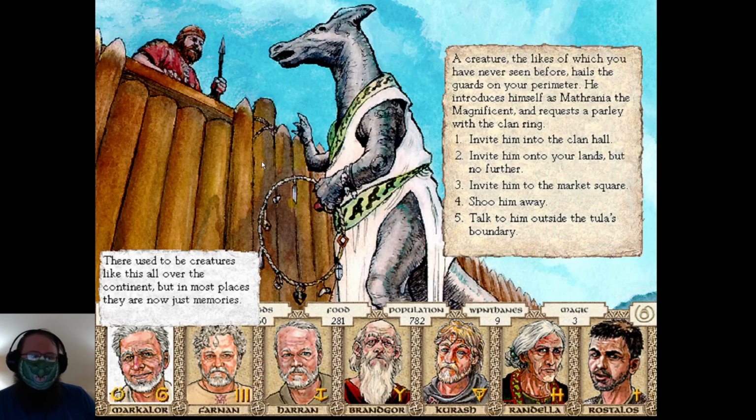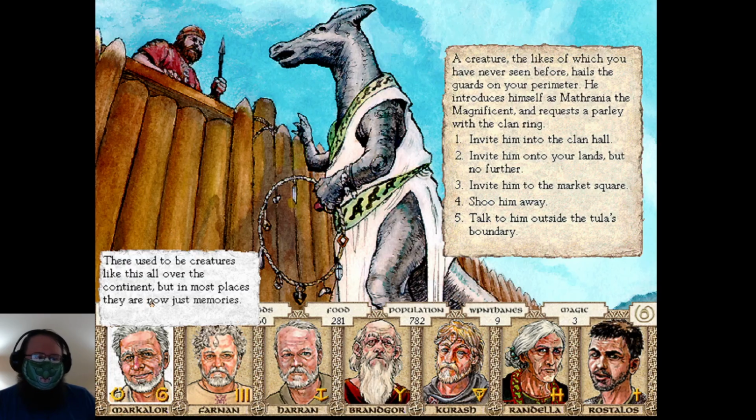Well, that's cool. And here's an event. A creature, the likes of which you have never seen before, hails the guard on your perimeter. He introduces himself as Mathrani, the Magnificent, and requests a parley with the clan ring.